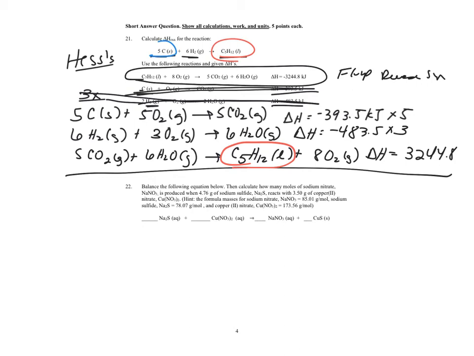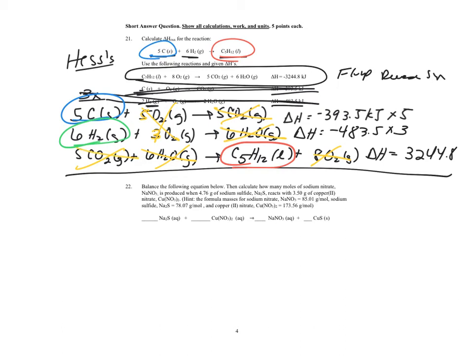Now we've got to see, we have this here, which is on the correct side. And we have the 5 carbons on the correct side. And then we have our 6 hydrogens. Now we got to see that these other ones cancel out. So here we have 5, 6, 7, 8 oxygens. You see you have 8 oxygens over here. You have 6 waters that are gas over there. You have 5 CO2s that are over there.